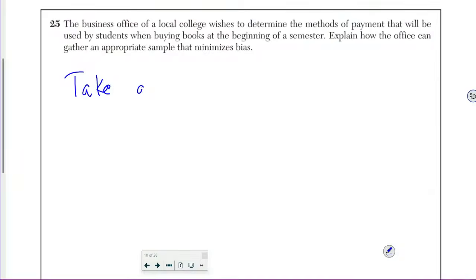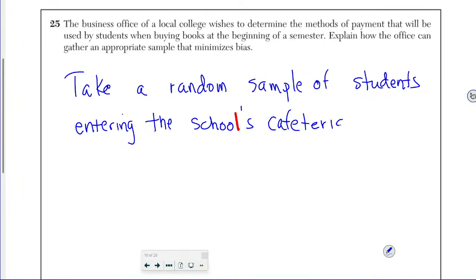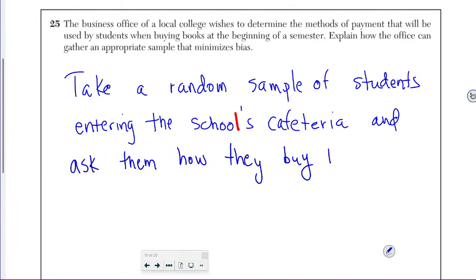Take a random sample of students entering the school's cafeteria and ask them how they buy their books.